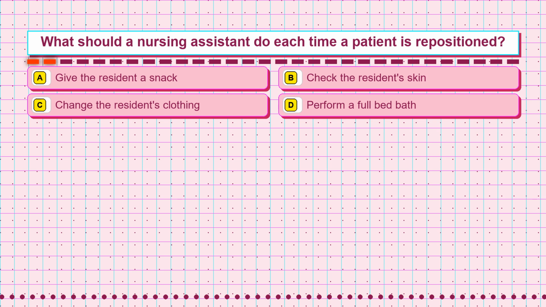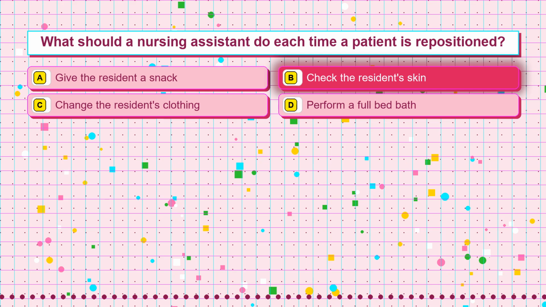Question 70. What should a nursing assistant do each time a patient is repositioned? Option A, give the resident a snack. Option B, check the resident's skin. Option C, change the resident's clothing. Option D, perform a full bed bath.